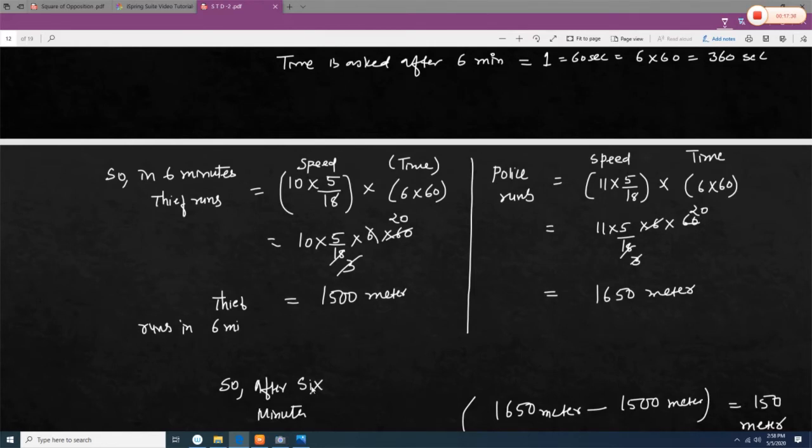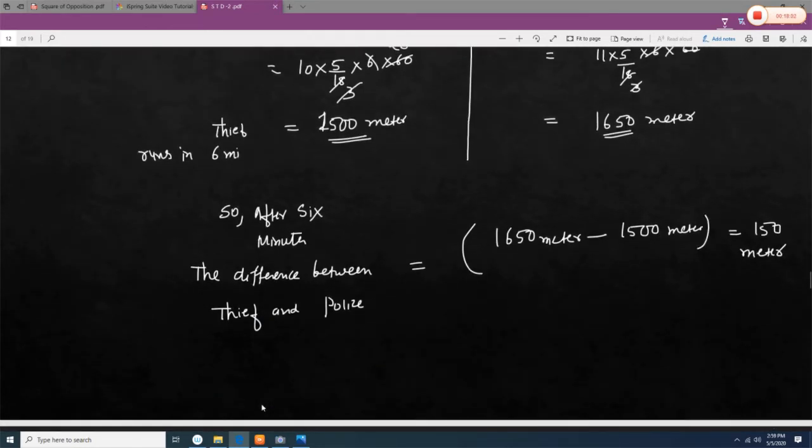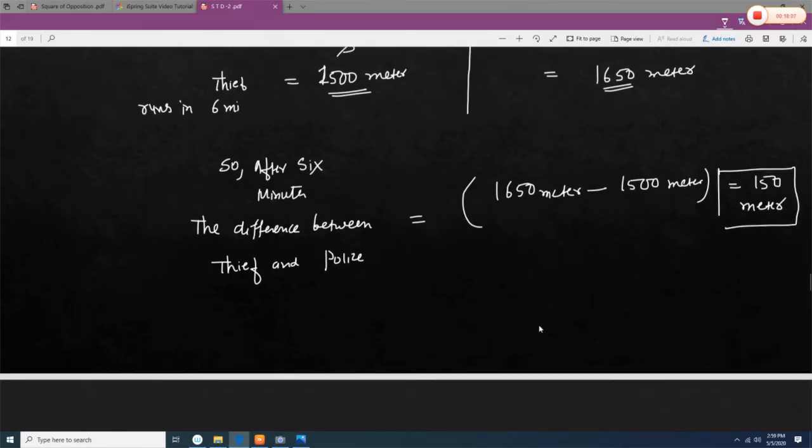So 10 into 5 upon 18 meter per second is the speed, and it runs for 6 minutes. Now 6 minutes means 360 seconds. So 6 into 60. So it is 1500, and the police runs for 6 minutes is 1650. So after 6 minutes the difference is 150 meters.